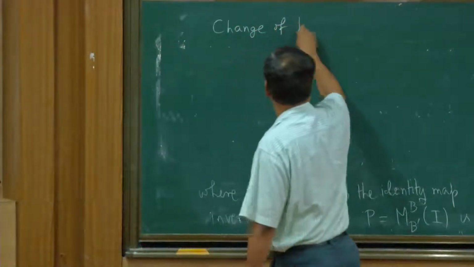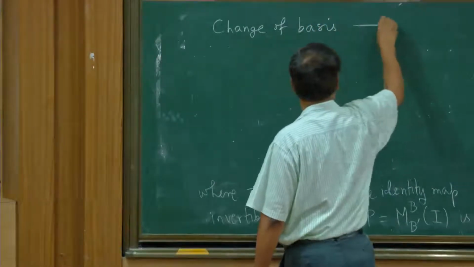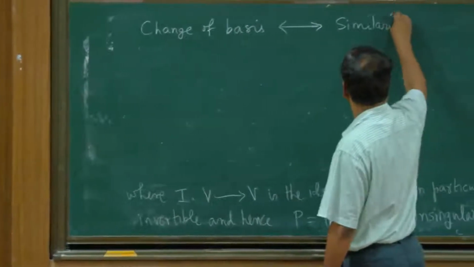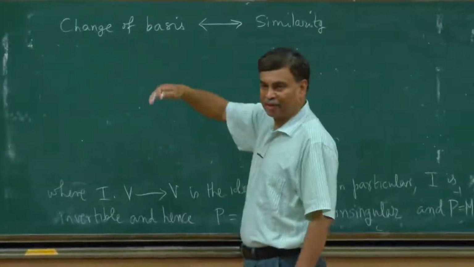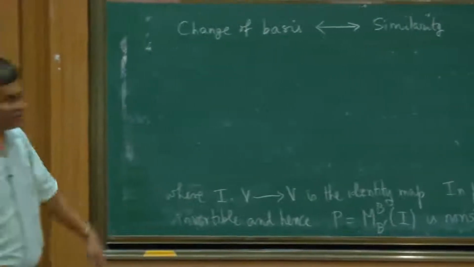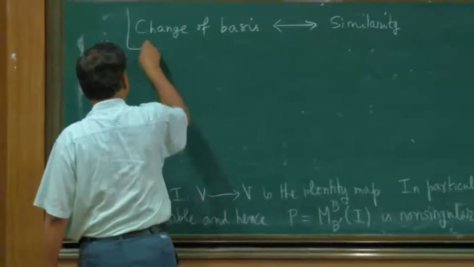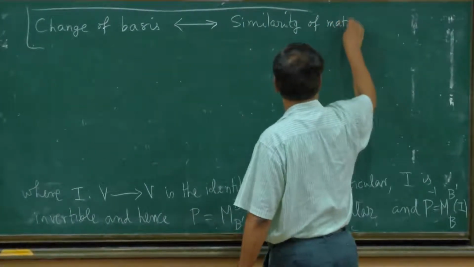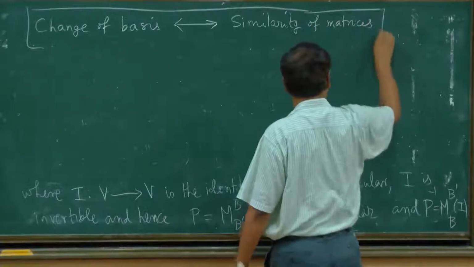Okay, so that's the moral. In school books, after every story, there used to be a moral of the story. So this is the moral of that story: change of basis corresponds to similarity of matrices, square matrices, of course.